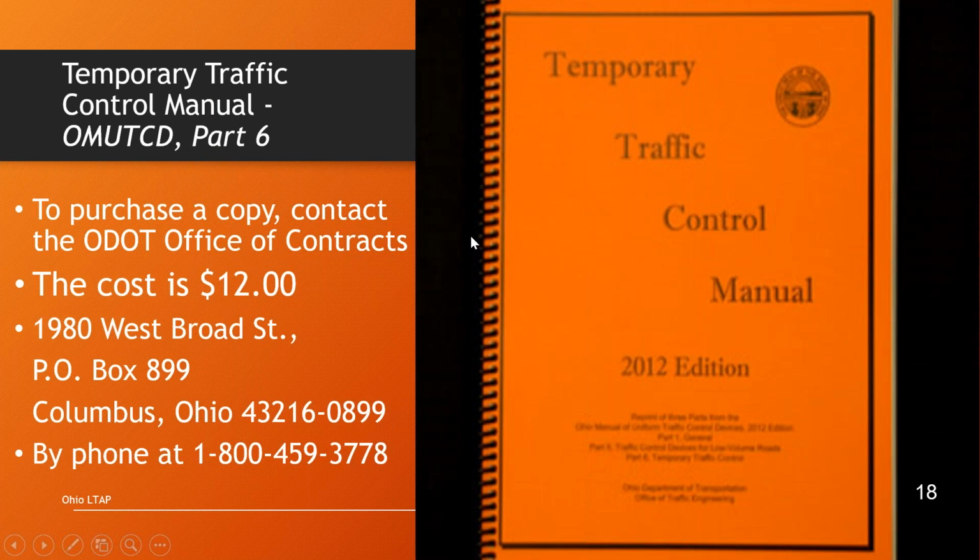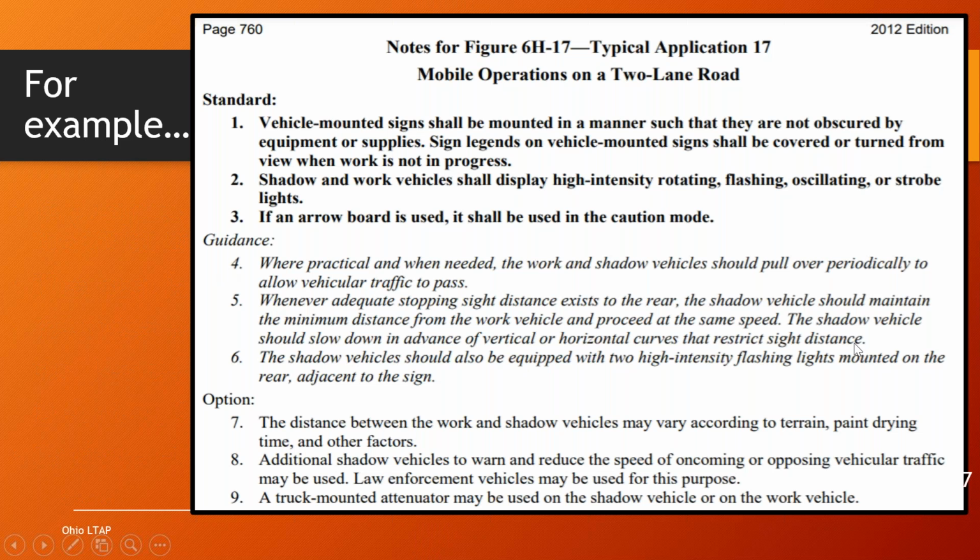And so you have guidance, which talks about how to make it even a little bit safer. It talks about the shadow vehicle. It should slow down in advance of vertical or horizontal curves that restrict sight distance. So it's telling you that the shadow vehicle should never disappear over a hill or around a curve from the oncoming traffic. The shadow vehicle must remain visible to the approaching traffic.